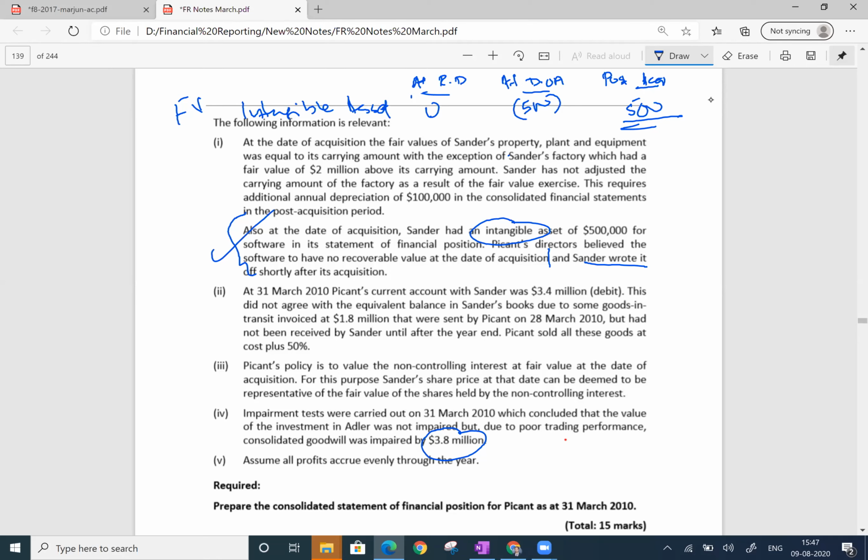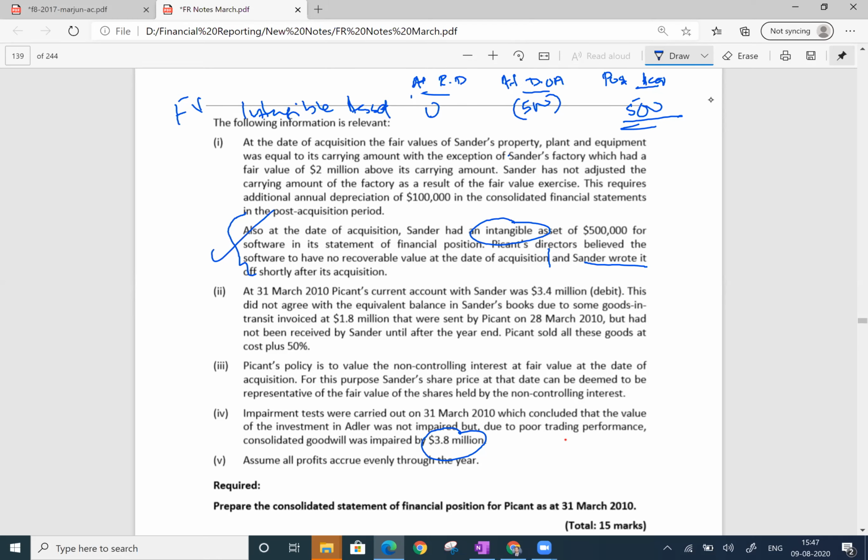When the question is silent, we will write the same figure at reporting date as well. The two questions that have brand and customer relationship, we have already done. You can go through that and see. Now, this question is a bit different. This question is saying that the subsidiary has an intangible asset, but the parent is saying it doesn't have any value.